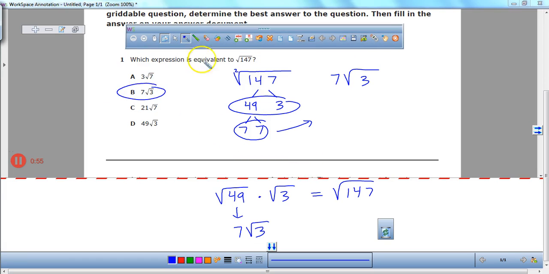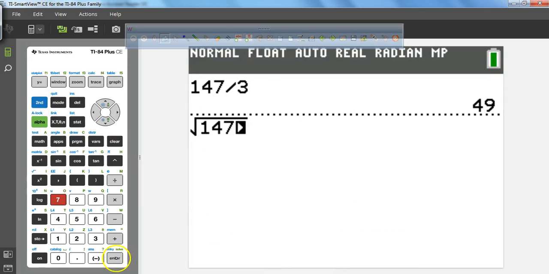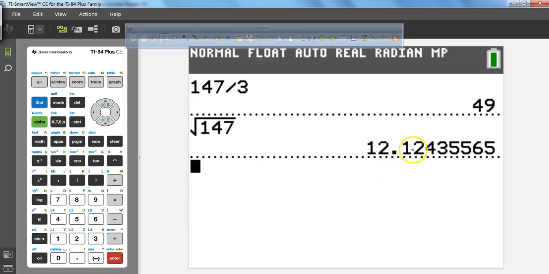Well, let's say you're not very good at radicals, and you're an Algebra 1 student, radicals haven't made sense yet. Well, you can still type in the graphing calculator the square root of 147, press enter, and that gives you a decimal approximate value, 12.12, keeps going on. Then you could type in 7 radical 3, and you'll see 7 radical 3 is the same.